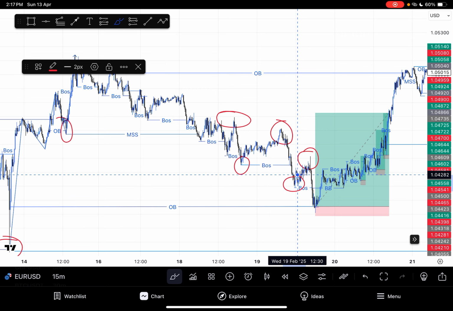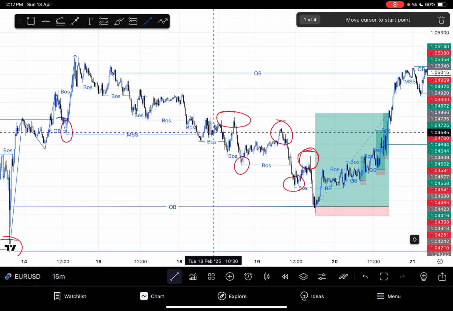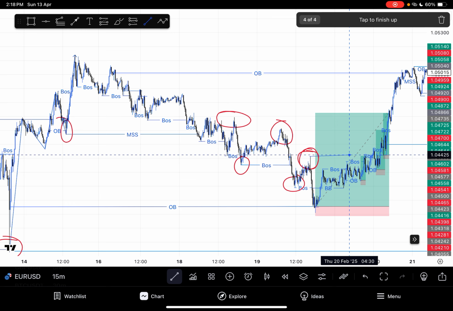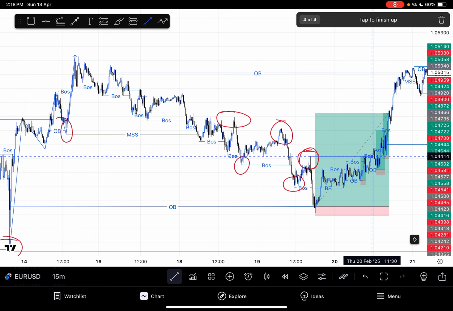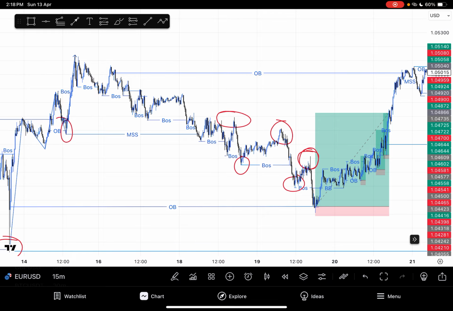Third pullback resulted to this break of structure. After the third pullback, what did you notice? Another market structure shift again. Price broke above this region here, creating another market structure shift again at this point. So you can always use this pattern when taking trades. Follow this pattern when taking trades.